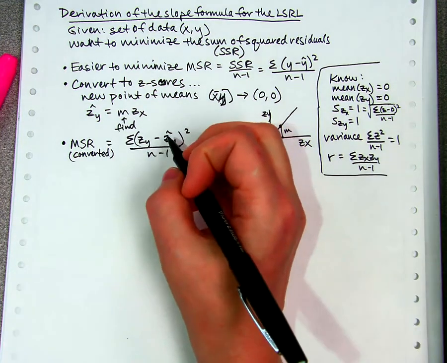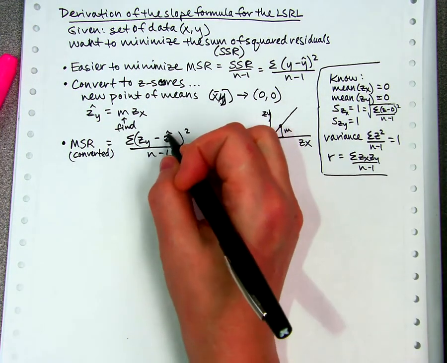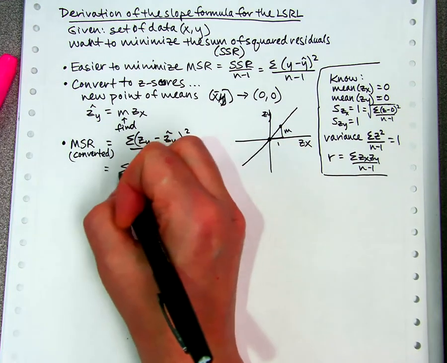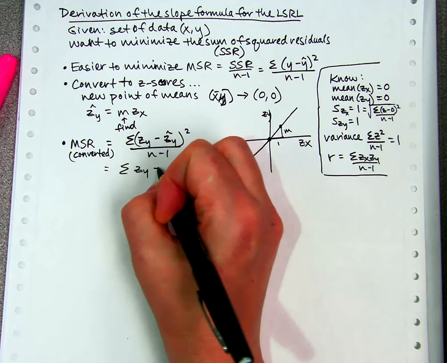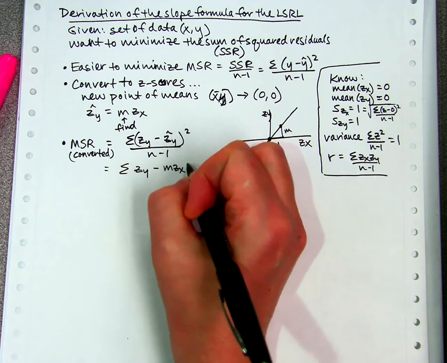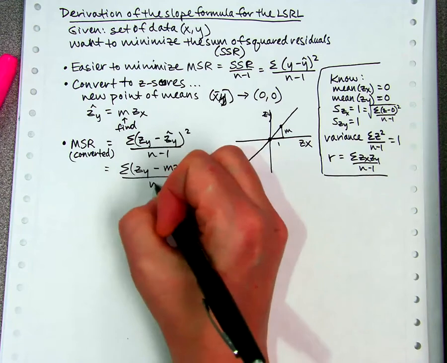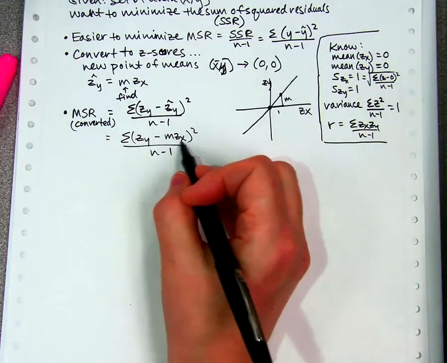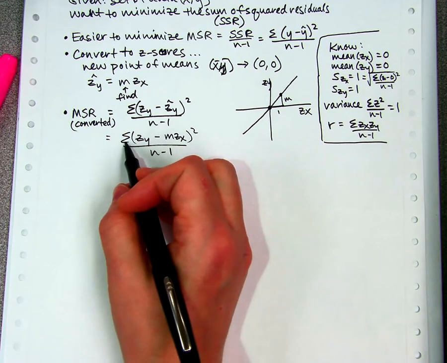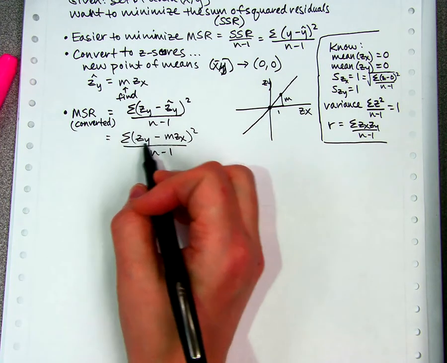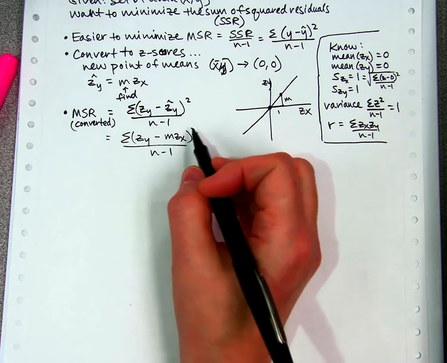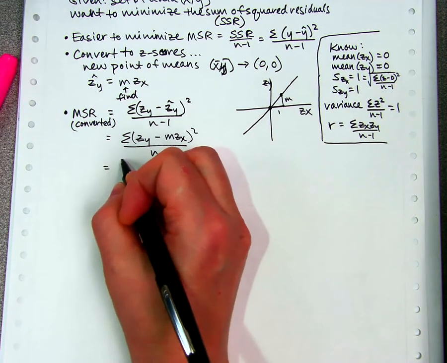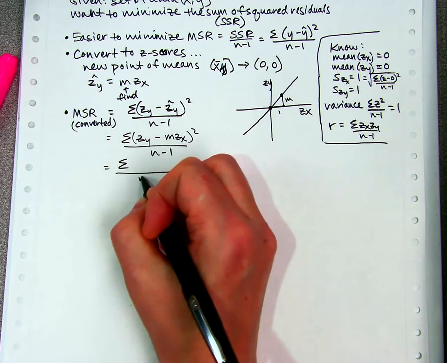So let's do some simplifying of this thing. I want to remind you that zy hat is just m times zx. Let's replace that. So zy minus m zx squared over n minus 1. And now I'm going to do some algebra. So algebra, this is a thing that's being squared. If I'm adding them all up, it doesn't matter because I still could square this binomial right here. So I'm going to do what I've done before with binomials and multiply this out. And it's still going to be added up and divided by n minus 1, but that's fine.